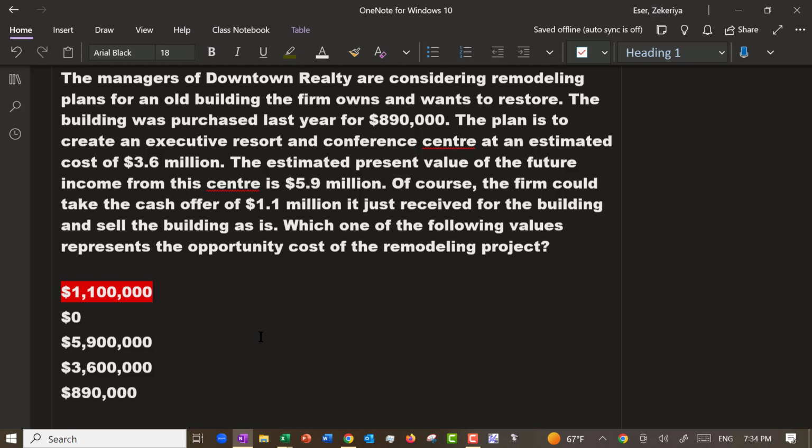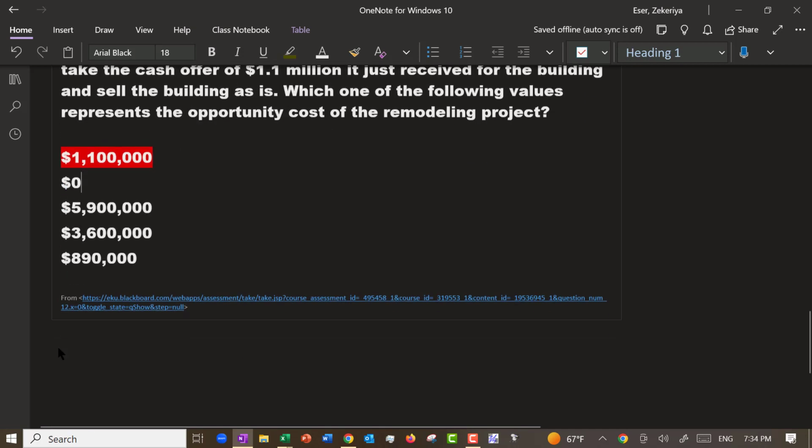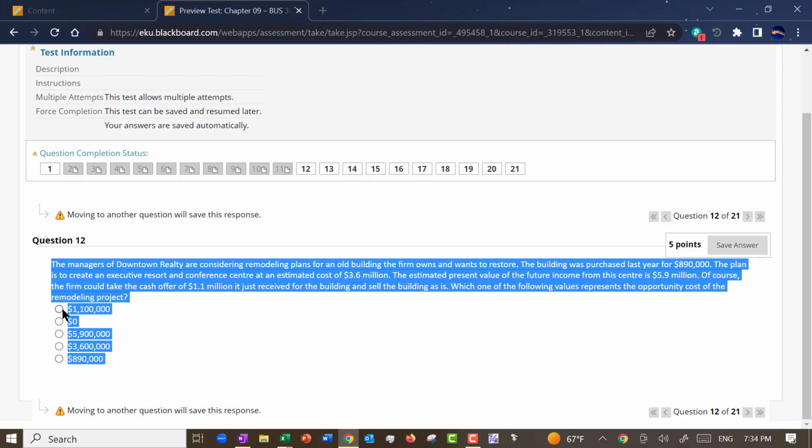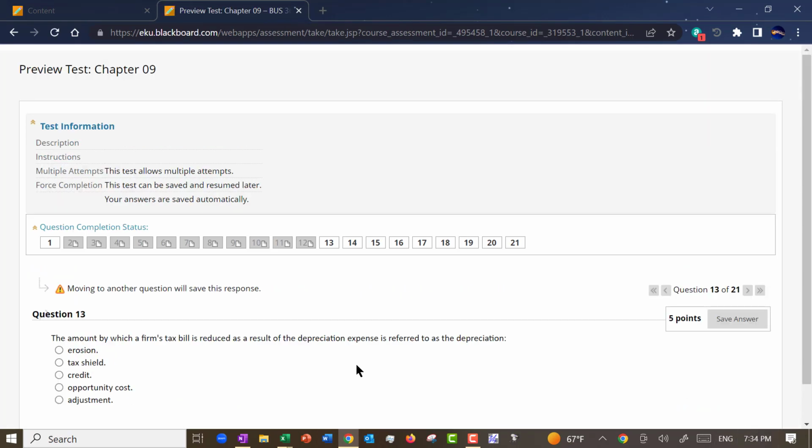The amount by which a firm's tax bill is reduced as a result of depreciation expense is referred to as depreciation. Depreciation what? Tax shield. And that's the definition of it. It's called depreciation tax shield.